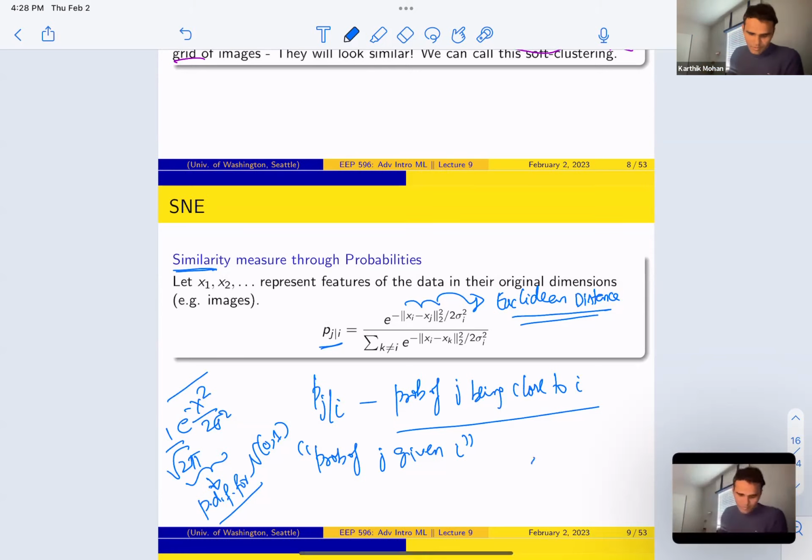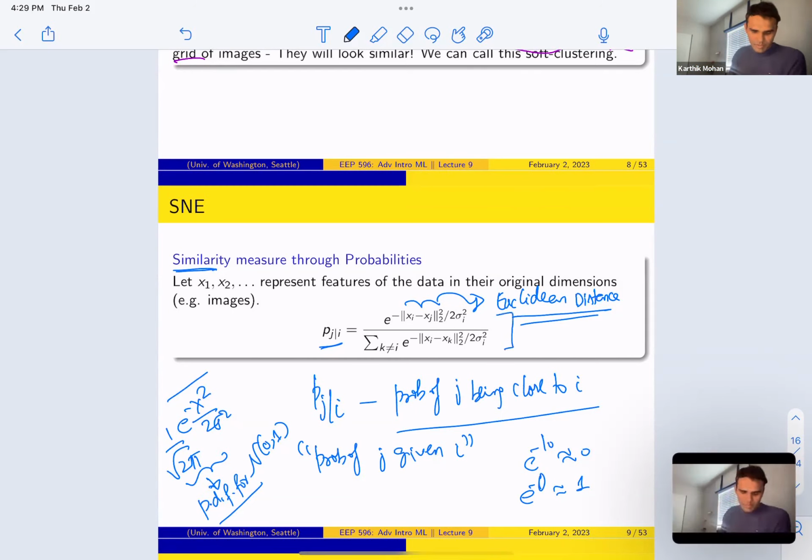So e to the negative 10 is close to 0. Let's say e to the negative 0 is 1. So the larger the distance, when you negative exponentiate it, you get something really small. In other words, the smaller the distance, the closer the 2 points are to each other, and negative exponentiation will give you something bigger. So the probability becomes high.